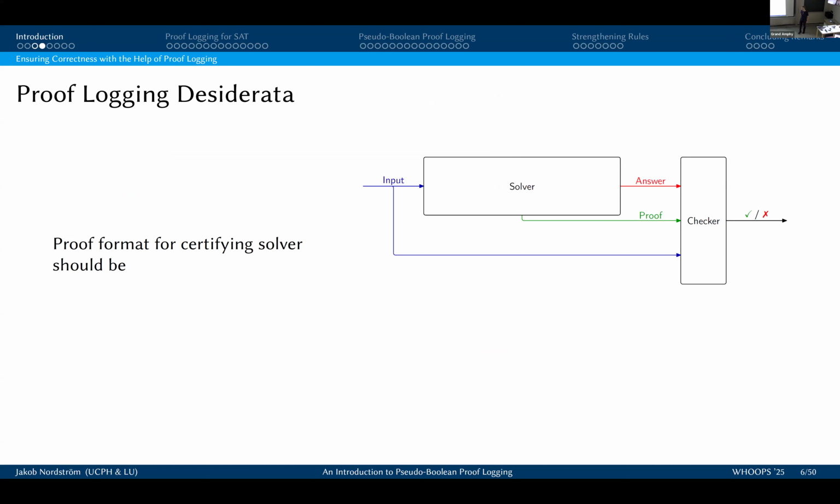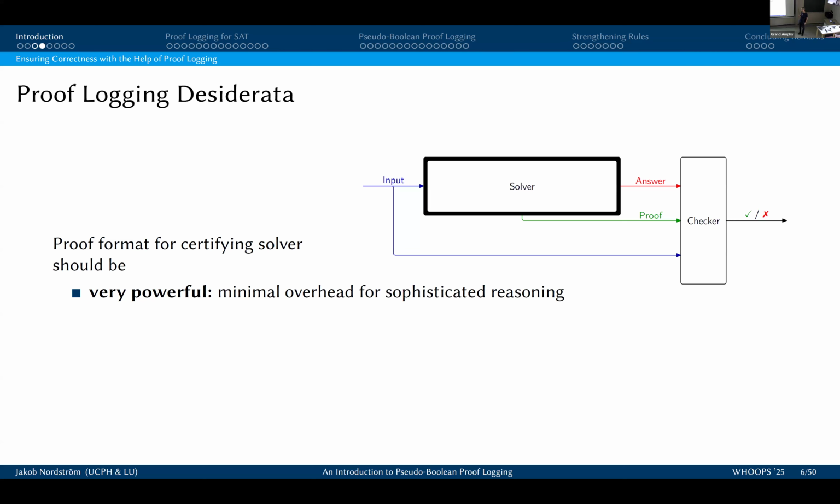In order for this to work, there are two properties that you would like to have. On the one hand, we still want our solvers to be very efficient. We want them to run fast, so it should be easy to write proofs. And since solvers are doing a lot of powerful reasoning, this means that you need a powerful proof system so that you can write down only short descriptions of what the solver is doing.